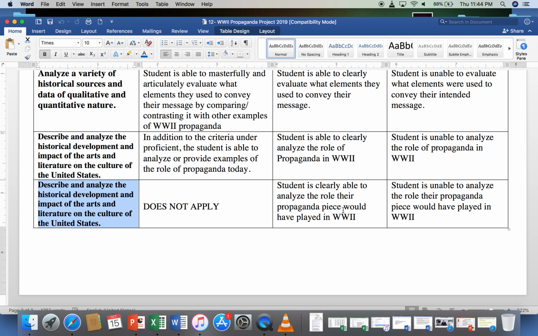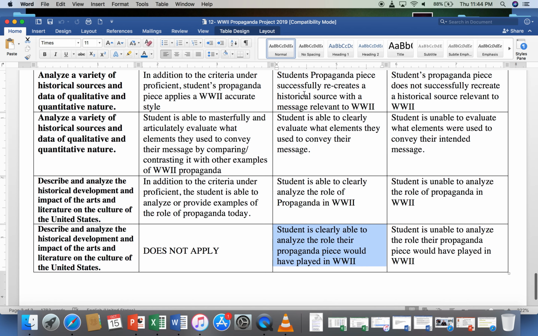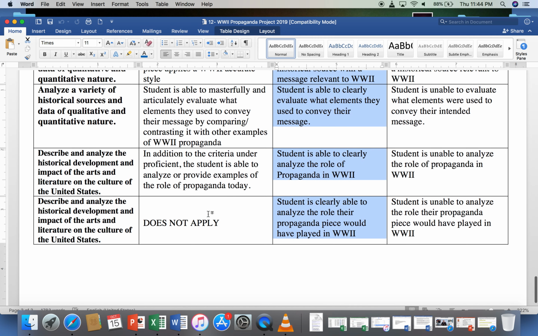And this is the same target, and for a 3 down here, the student is clearly able to analyze the role their propaganda piece would have played in World War II. So you can tell me, I created this piece of art, and this is what role it would play. Okay? And so that's really, these things more than anything must be true in order for you to get the 3 on the assignment. Okay?